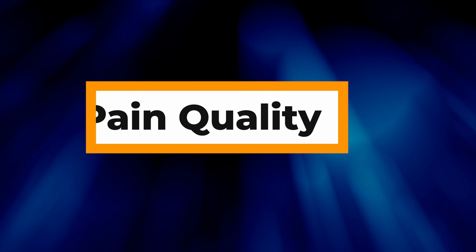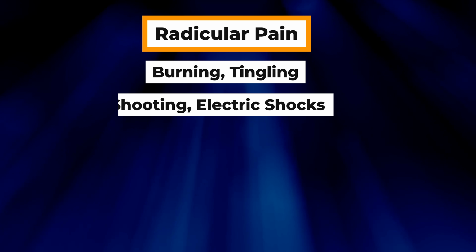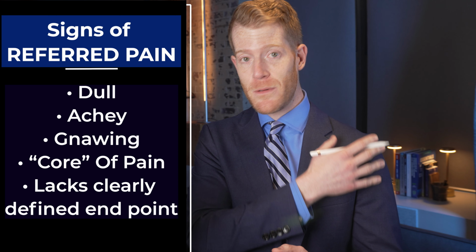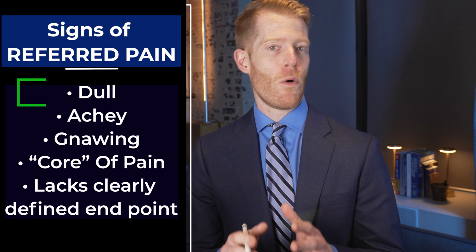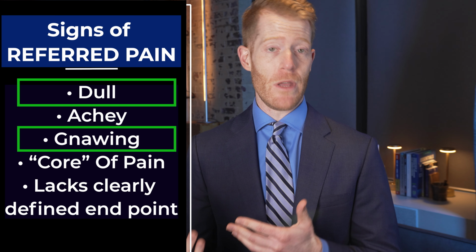First, assess the quality of your pain. Radicular pain has a distinct sensation because it arises due to nerve irritation. It will be some mixture of burning, tingling, shooting, electric shocks, and numbness. In contrast, referred pain is dull, achy, and may feel deep in the joint or muscle. Dull or gnawing pain is the most classic description people use.